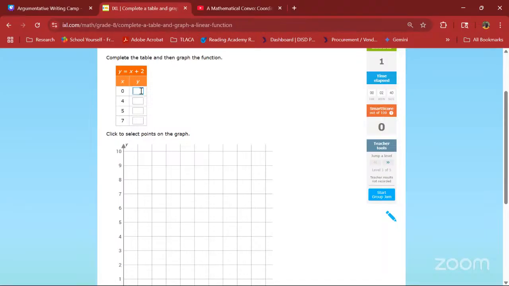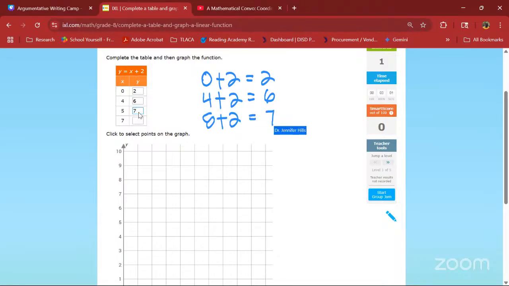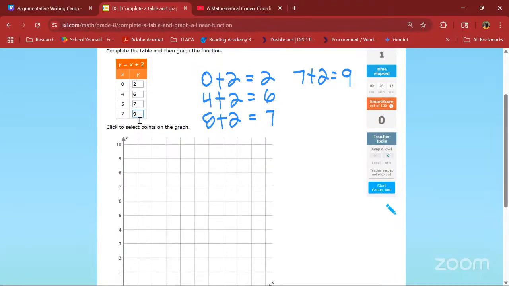So Krystal, go ahead and walk us through this one. So when x is 0, 0 plus 2 is 2. Y is 2. When x is 4, 4 plus 2 is 6. Y is 6. When x is 5, 5 plus 2 is 7. Y is 7. When x is 7, 7 plus 2 is 9. Y is 9. Now we need to just graph 2 of these points.